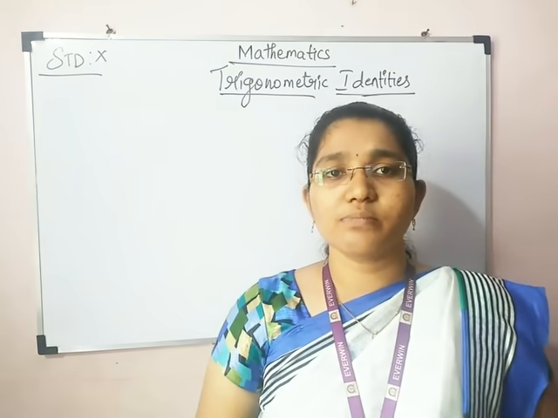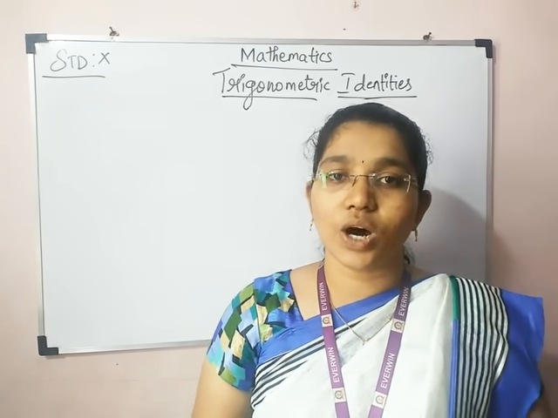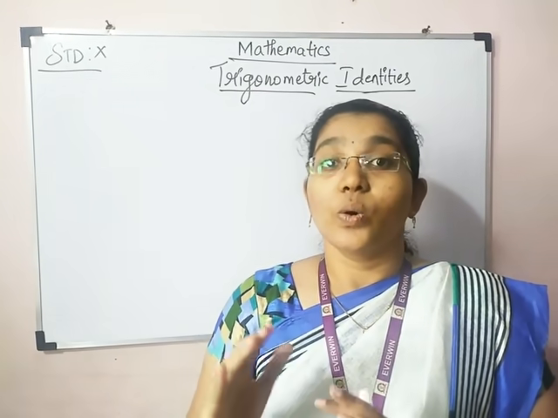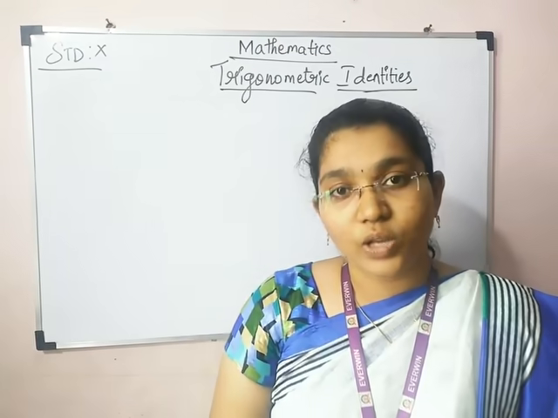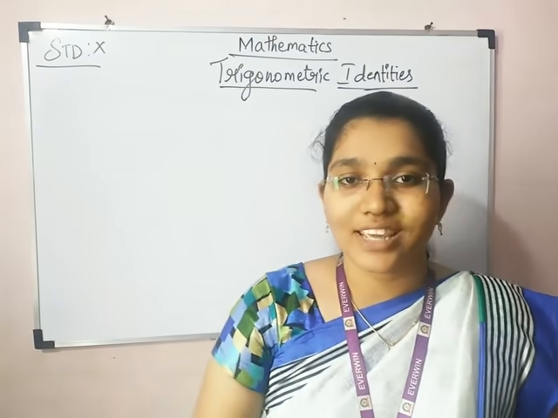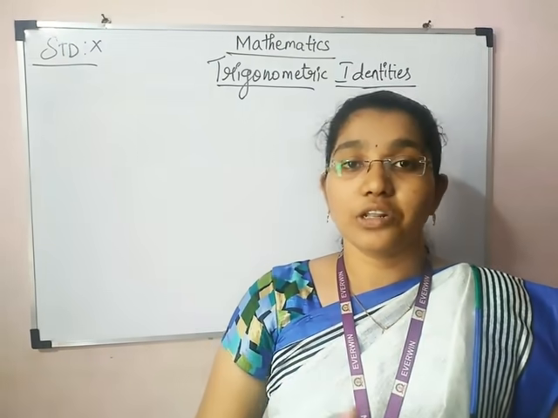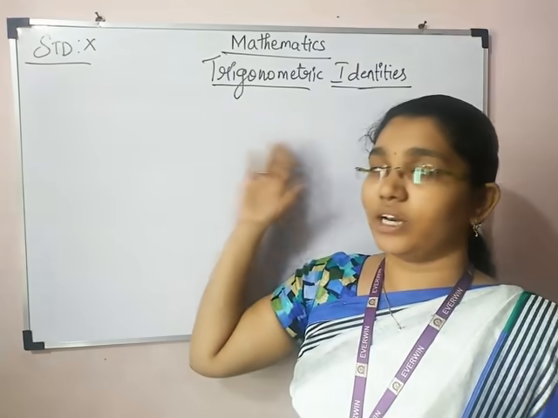First, what is meant by an identity? We know that an equation is called an identity when it is true for all the values of the variables involved in that particular equation. Similarly, an identity involving trigonometric ratios is called a trigonometric identity.